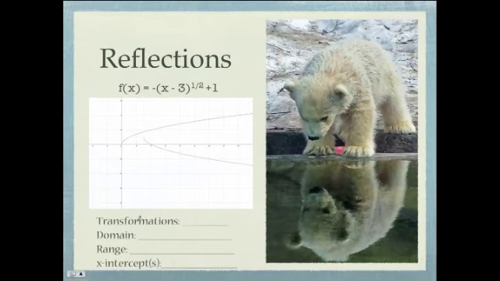Let's look at one that has a reflection. By looking at my equation, I can recognize that the -3 tells me that it's going to go to the right 3. The +1 here tells me there's a vertical shift up. And this minus sign tells me about the reflection.